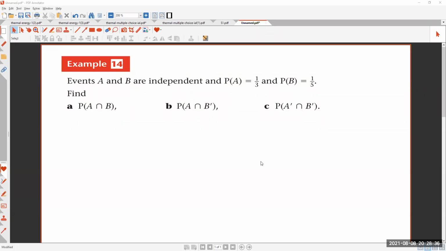Okay, so A and B are independent, right? They said events A and B are independent. This is, I don't know, maybe fifth or sixth lesson.